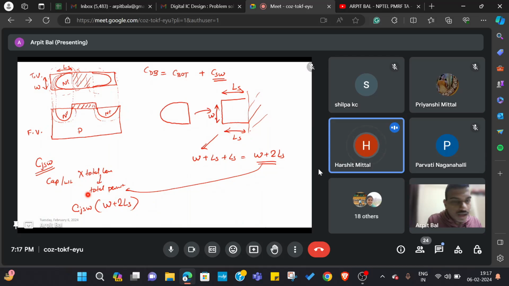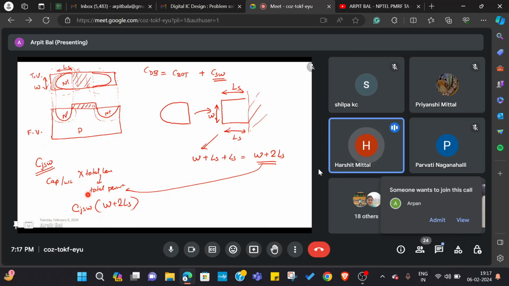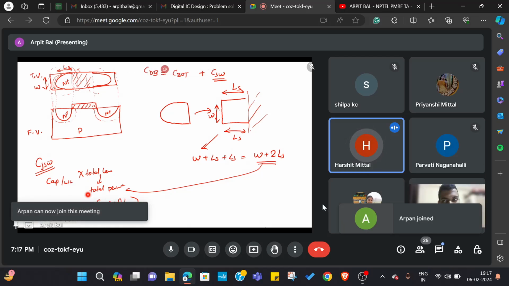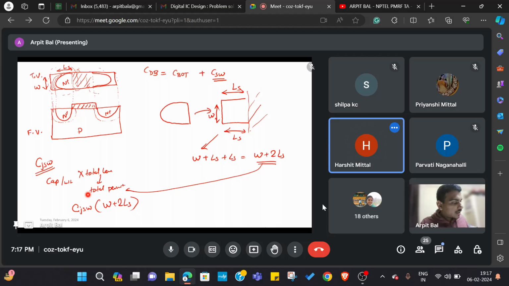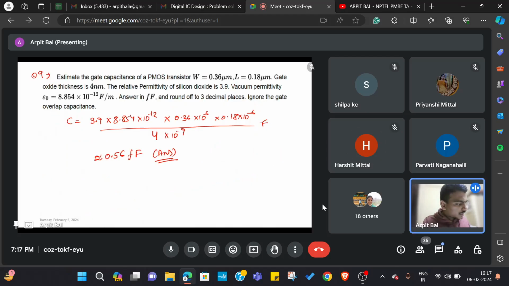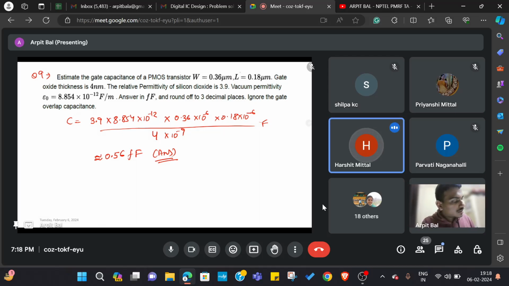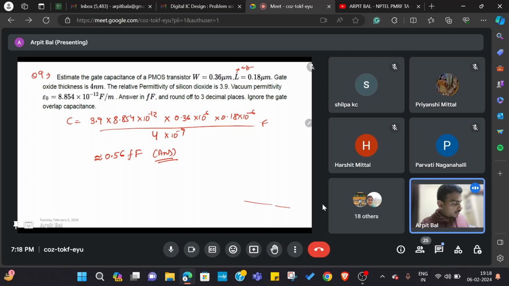Sir, here you have taken W plus 2LS. So LS is the source length basically. But in the question, it was given the channel length, not the source length. So why have we used that? I don't think channel length is given. Is it given like channel length? No. So L is the diffusion length basically. So the channel length won't be possible, right?